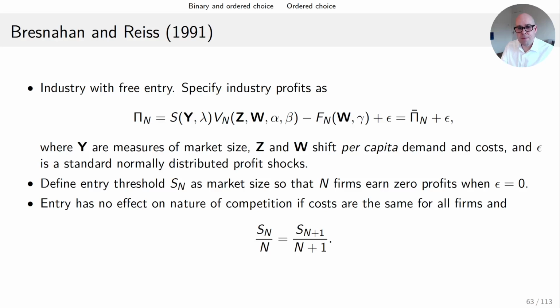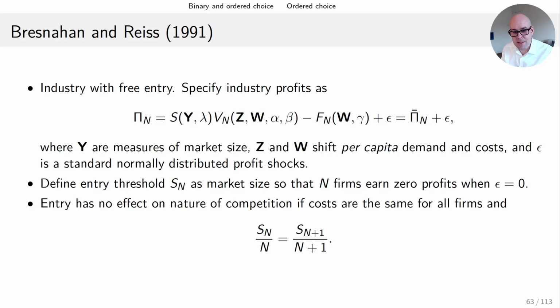So the first one is really a model of industry structure, and this is a paper by Bresnahan and Reiss from 91. And in this paper, what they look at is entry choices. Okay, so they ask the question, in the market, what can explain how many firms are actually active in that market?